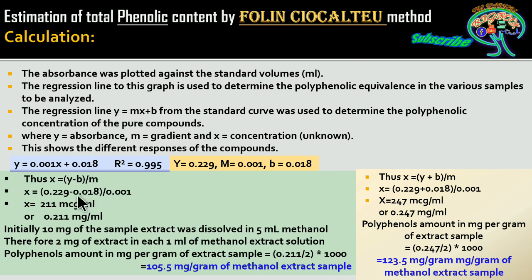So further, when you subject the values, x is equal to (0.229 minus 0.18) divided by 0.001, and the result we got is 211 micrograms per ml of phenol present in the extract. If you convert it, it is 0.211 milligrams per ml.